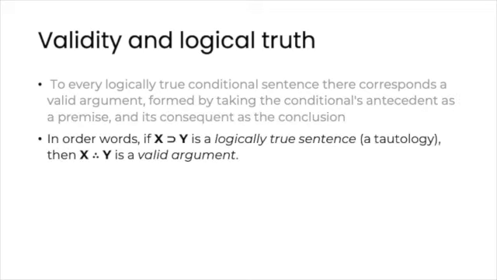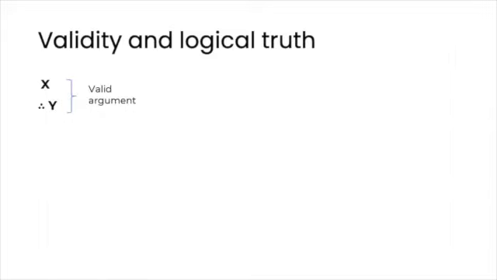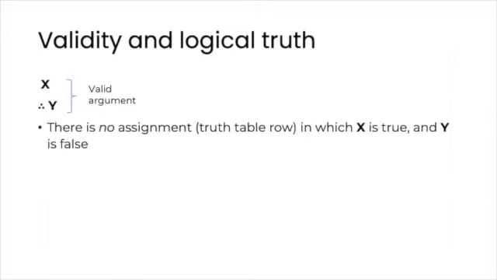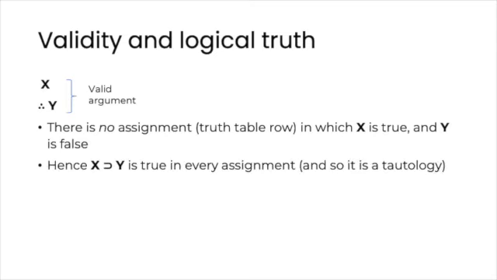In other words, if X horseshoe Y is a logically true sentence, a tautology, then X therefore Y is a valid argument. It works the other way around too. Suppose X therefore Y is a valid argument. This means that there is no assignment in which X, the premise, is true and Y, the conclusion, is false. But if so, then the conditional formed by taking X to be the antecedent and Y the consequent will also be true in every row, because there is no row in which the antecedent is true and the consequent false. Hence, that conditional will be a tautology.